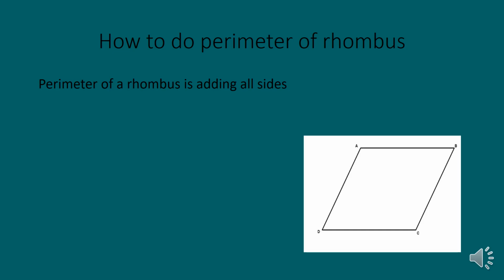Well then, how do we do a perimeter of a rhombus? Perimeter of a rhombus is simple. You're just adding all sides. So this is 5. Let's say this is 5. And because we know a rhombus has all equal sides, we just do 5 times 4, which equals 20. All right, guys?